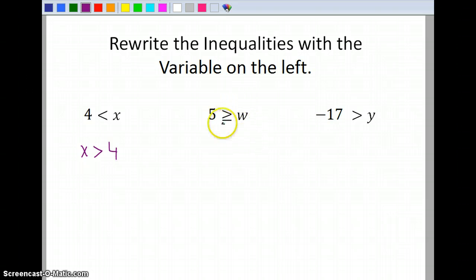Same over here. I have w. Notice the small end of the inequality symbol is by the w. So w is less than or equal to 5. Small end is toward the y again. Y is less than -17. So all I've done is I've just gone through and I've read it backwards and just kind of rewritten it.